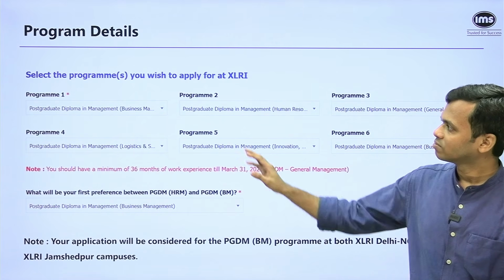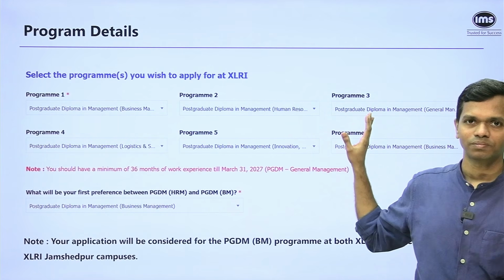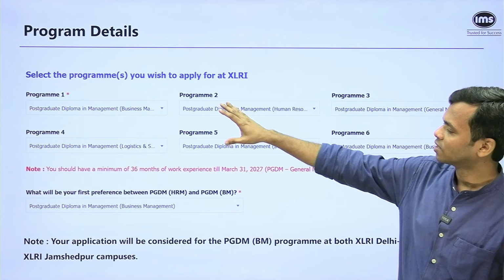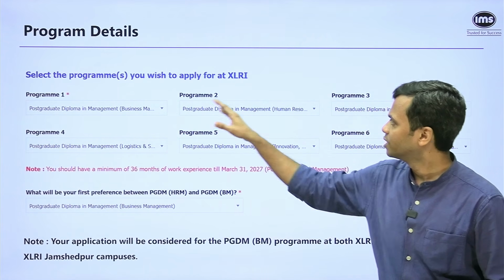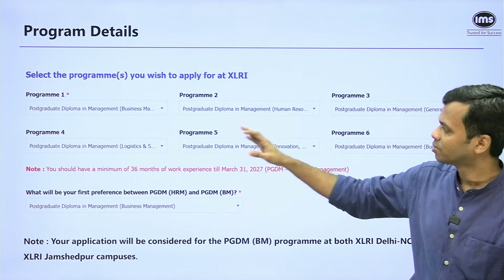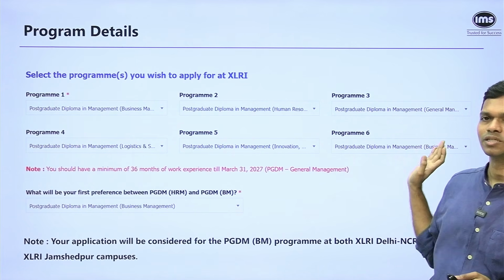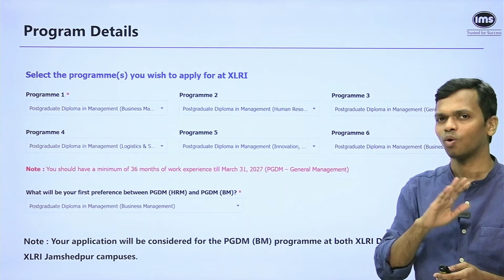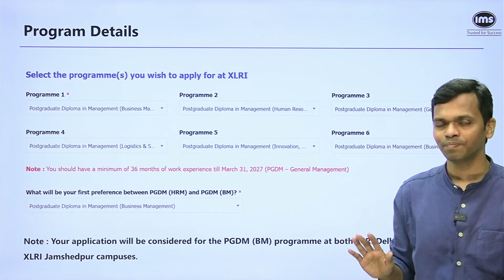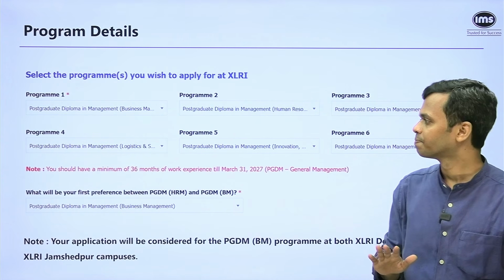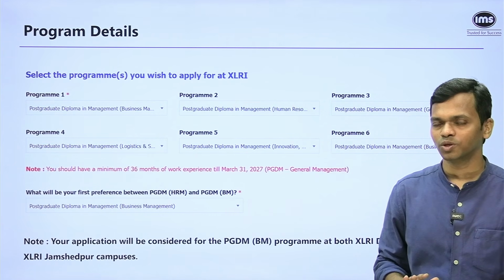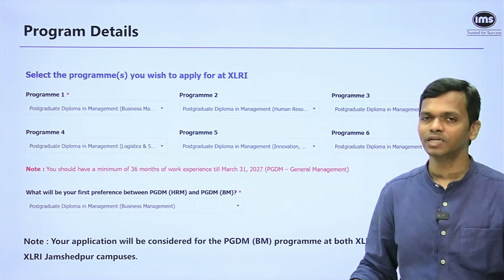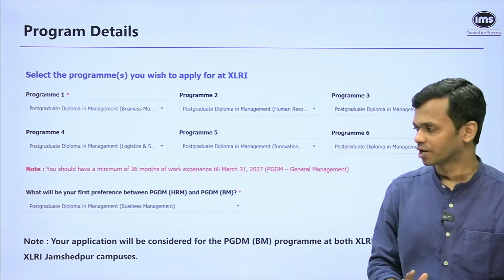So firstly, I have the option to select all 6 programs. If you see this question, it says select the programs for which you want to apply. I have selected BM, HRM, General Management, Logistics, IEV, and Business Management International Specialization track, all of them. So I can apply to all 6. I just have to pay 1200 additionally. The important thing is whether I'm eligible for all of those programs or not, and that is why I need to read the eligibility and then only decide which ones I should be applying for.